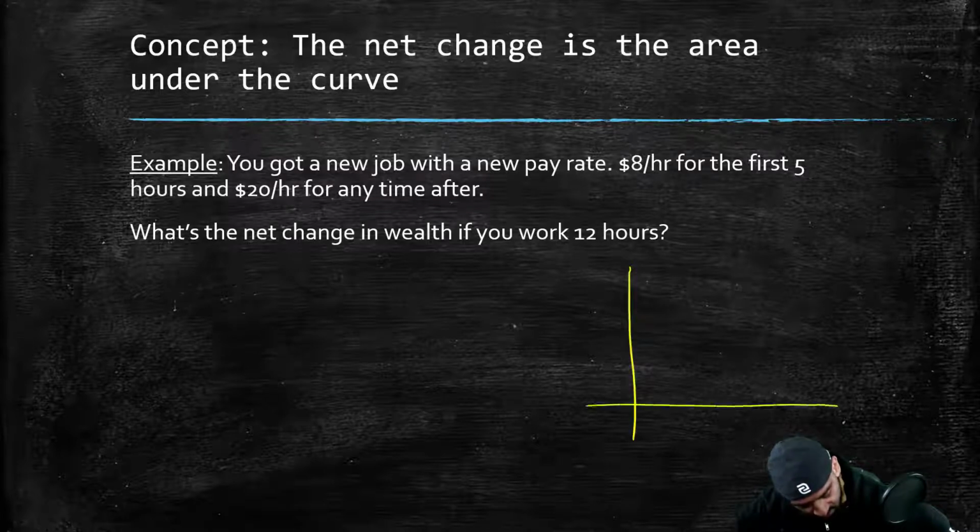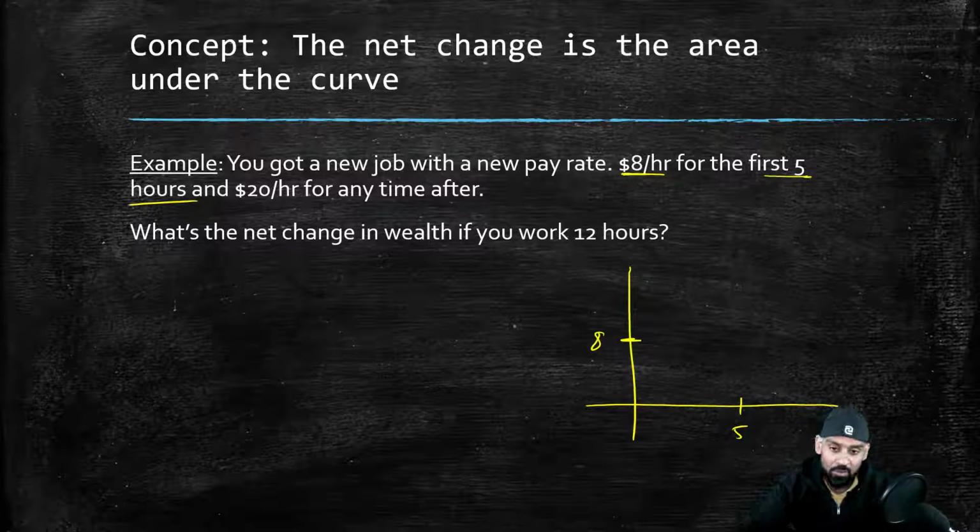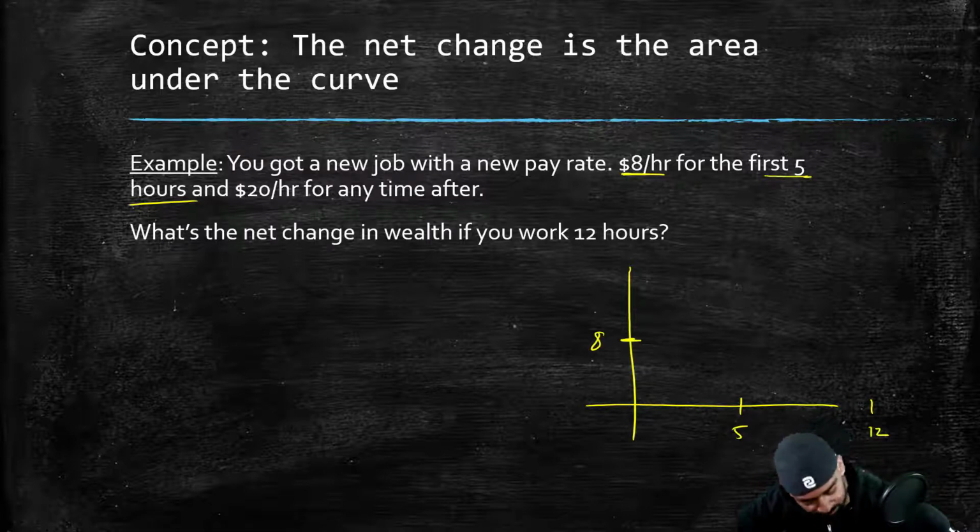Okay, so now for the first 5 hours, we work at $8 per hour. Okay, and then $20 an hour anytime after that. And let's just say we work a 12-hour shift, just to make sure. So we work 12 hours. And the other one you get paid $20 an hour, which is beautiful if you guys do it.